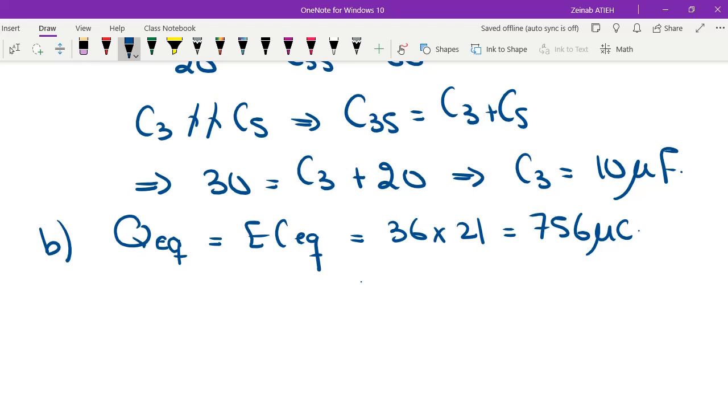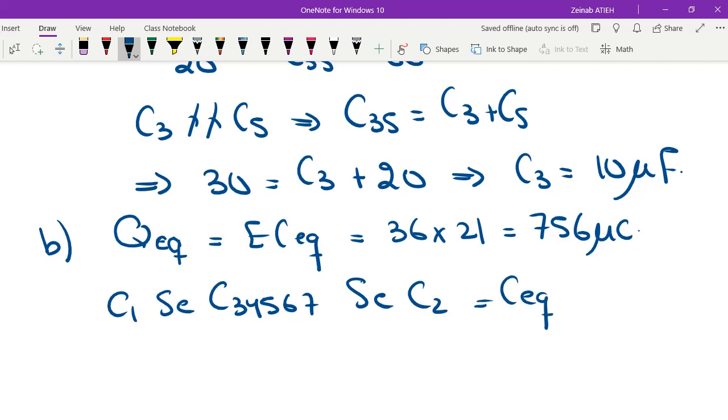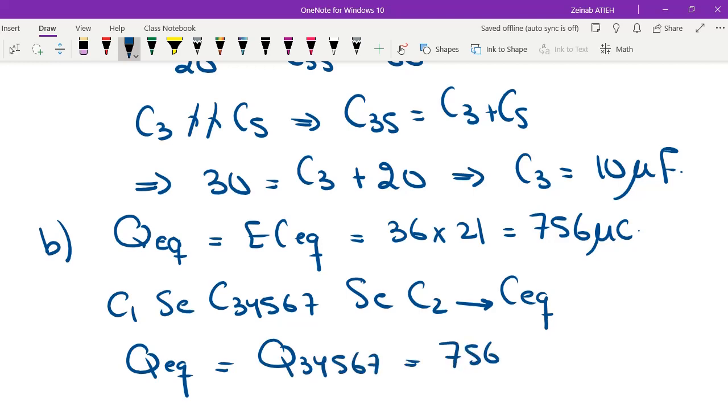First, what was in place of the C equivalent? I had C1 in series with C3 4 5 6 7 in series with C2. This was giving me C equivalent. Remember, we care about four and six. Okay, so four and six are inside C3 4 5 6 7, so C1 and C2 will not matter to me. Now they are in series so they have the same Q. So Q equivalent equals Q 3 4 5 6 7, which is equal to 756 microcoulomb.